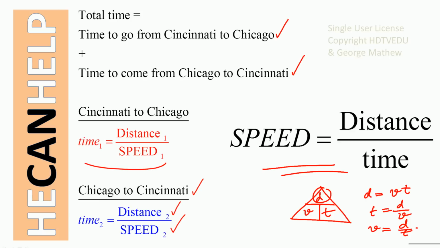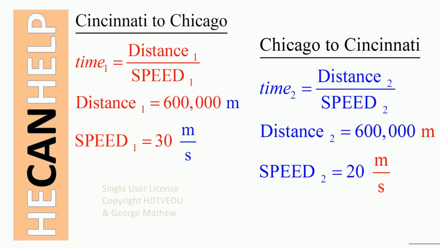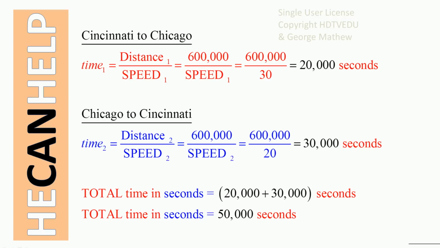Once we have time 1 and time 2, all you have to do is just add. So time 1 is distance 1 divided by speed. What is the distance? 600,000 meters. What is the speed? 30 meters per second. So once you have distance and the speed, we can get time 1. How about time 2? Do we know distance 2? Yes, 600,000 meters. Do we know speed 2? Yes, 20 meters per second. So from that, we get time 2. So now we have time 1 and time 2. All we have to do is add those two times. So let's substitute all those numbers that we know.